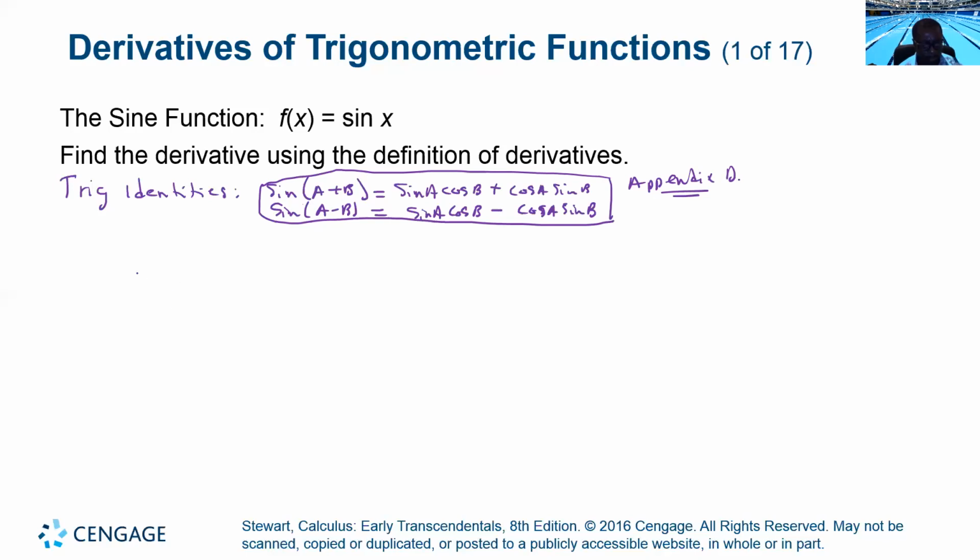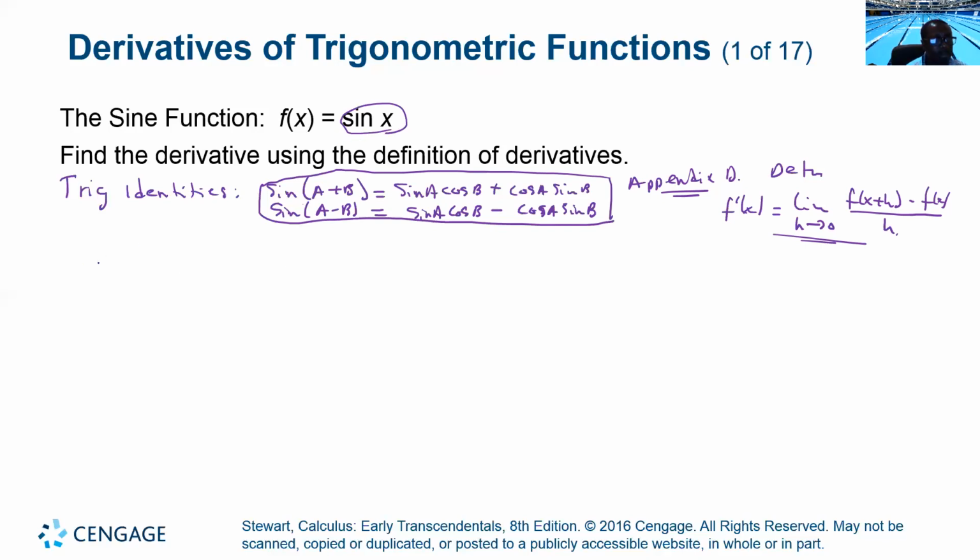So remember the definition of the derivative. If you want to find f prime of x, in section 2.8, it said the limit as h goes towards 0 of f of x plus h minus f of x, all divided by h. So we're going to use the definition to find the derivative of the sine function.